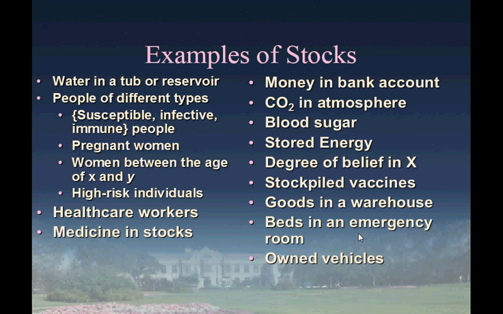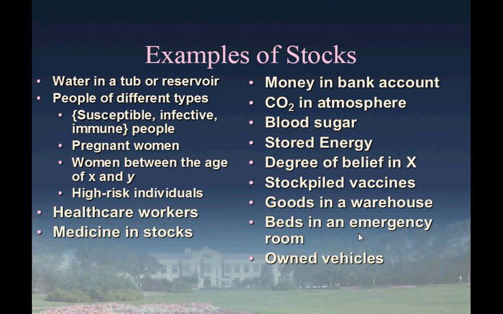Examples of stocks would be here. The prototypical example, an example that helps build intuition on the part of many a student, by many a professor, is water in a bathtub or reservoir. There can be more of it or less of it. That's a stock. There may be people of different categories according to their health state: susceptible, infective, immune people. Women who are pregnant, we saw this in the gestational diabetes example I gave on Monday. Women between a certain age, high-risk individuals of certain sorts, number of healthcare workers. We'll see this in some of our examples.